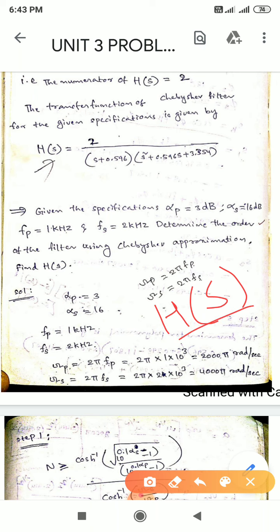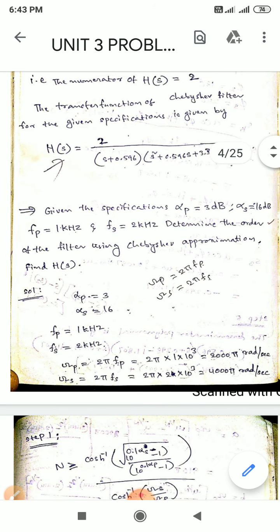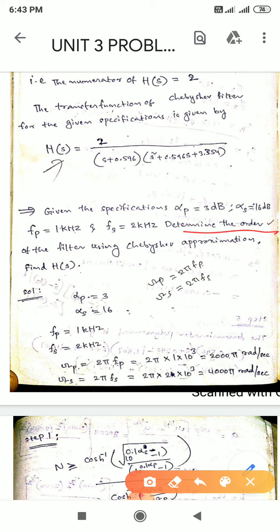How can we determine the transfer function of the filter? The following steps are used to design the Chebyshev filters. In the first step we are calculating the order of the filter. In the given problem as well, the first step in finding the transfer function of the Chebyshev filter is calculating the order of the filter.